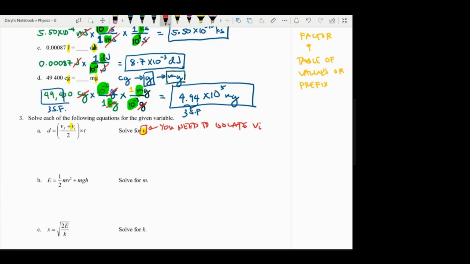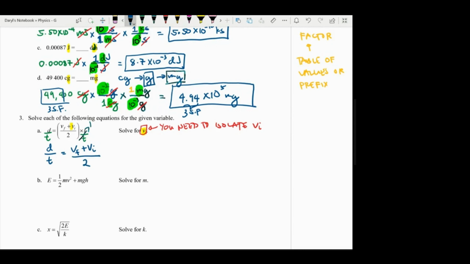Well, we will employ the things that we know in algebra. You have here D is equal to VF plus VI over 2 times T. Maybe what some of you did here was divide both sides by T. Doing that isolates the T, because T over T is just equal to 1, not 0. That would lead me to D over T is equal to VF plus VI over 2.